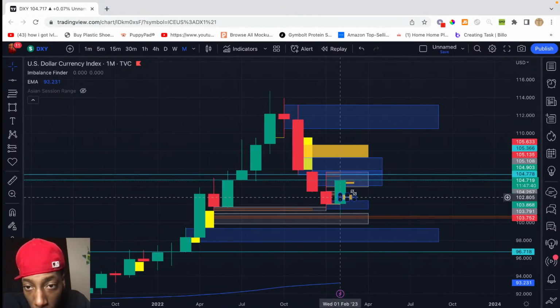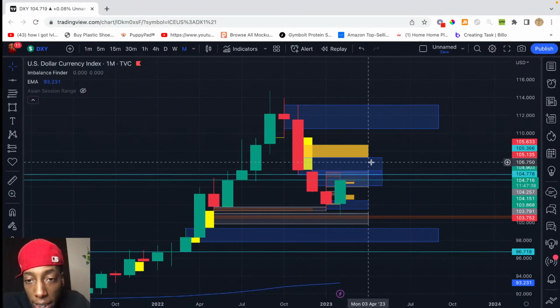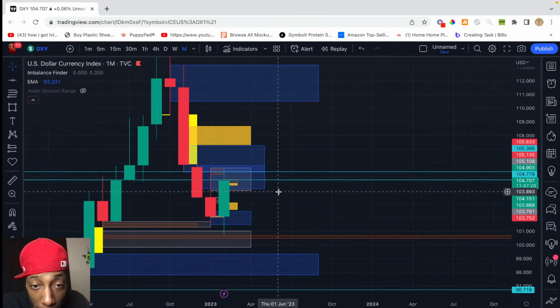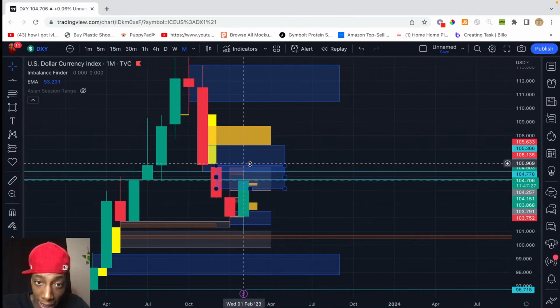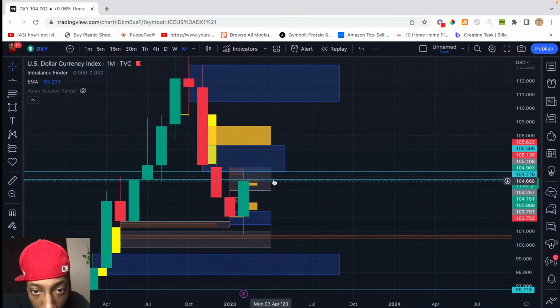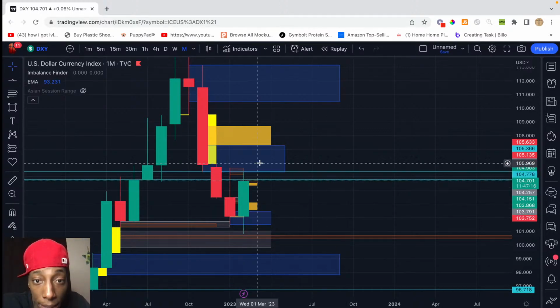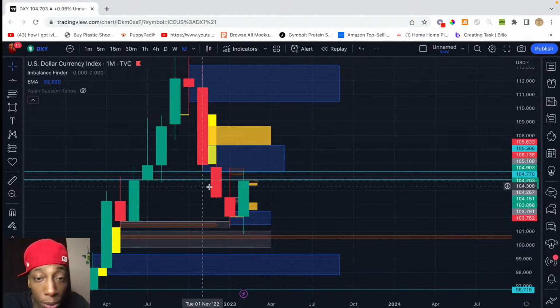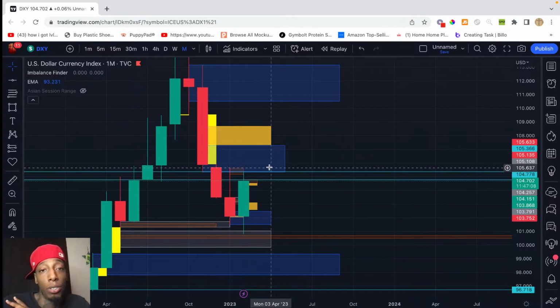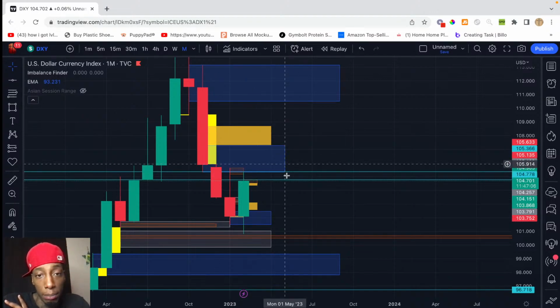Now these blue supplies right here are weekly supplies. So we came up here and we tapped 2 weekly supplies during this month. So we just tapped the beginning. Let me delete this one right quick. Let me delete this too. Alright, we just tapped this weekly supply right here. It was another one under it that I just deleted, but this weekly supply, we're tapping into it as we speak at the end of this month. So that's where we at on the monthly.